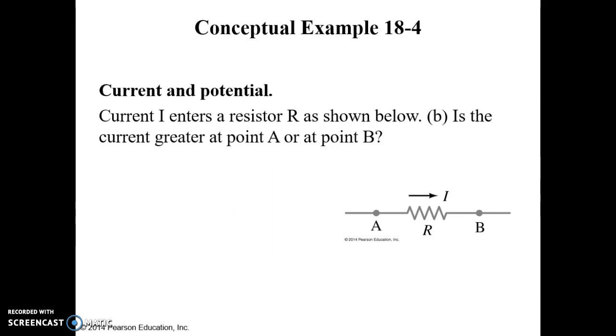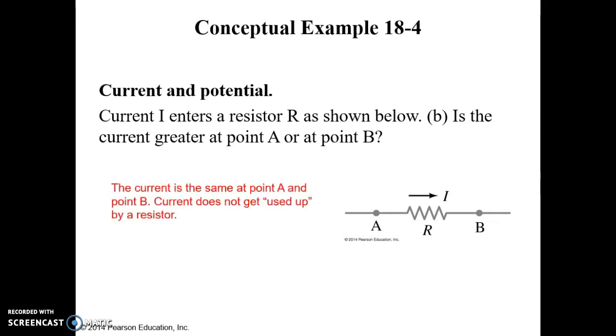Now current I enters through a resistor as shown below. Is the current greater at point A or at point B? The current is the same at point A and point B. Current does not get used up by the resistor.